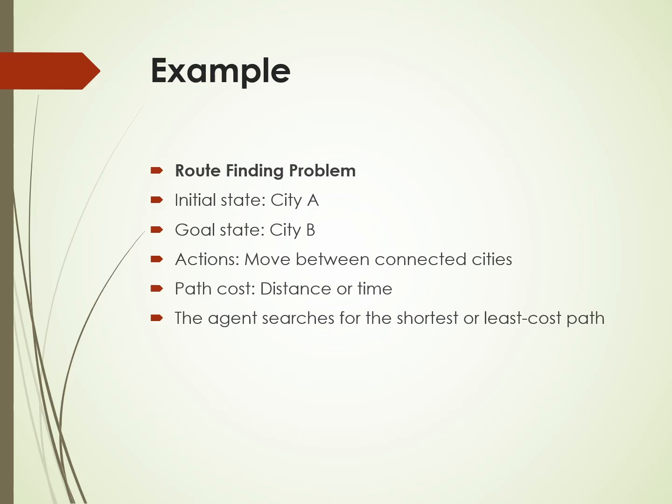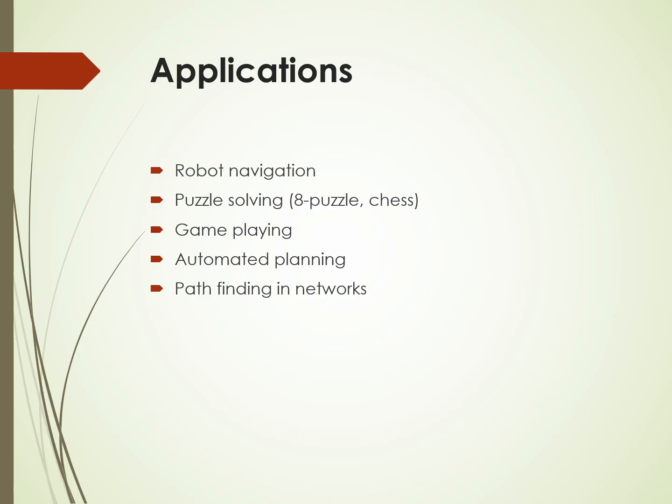Example for a problem solving agent: assume that you have to find a route to a particular place. You have to mention your initial state, from where you start your journey, and your destination, that is your goal state, where you have to reach. Then the actions are moving between the connected cities, and the path cost is the distance or time. The agent searches for the shortest path or least cost path. The applications are robot navigation, puzzle solving, game playing, automated planning, and pathfinding in a network.